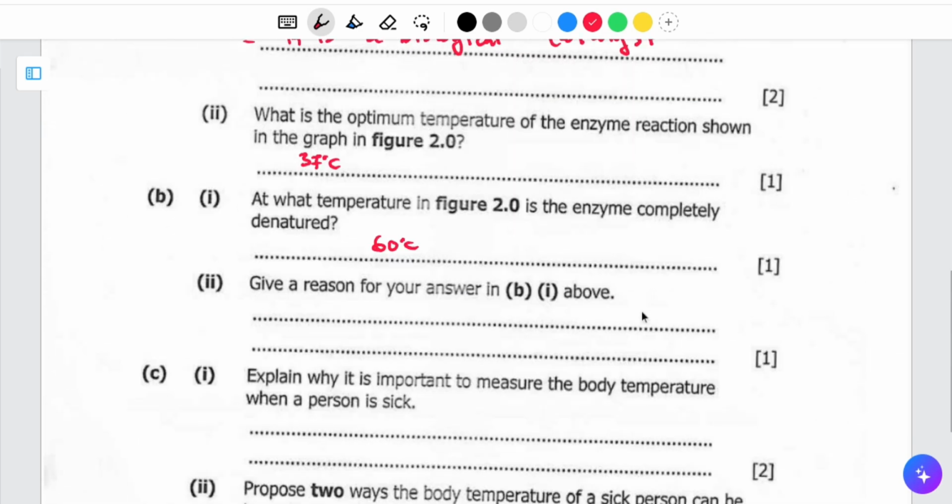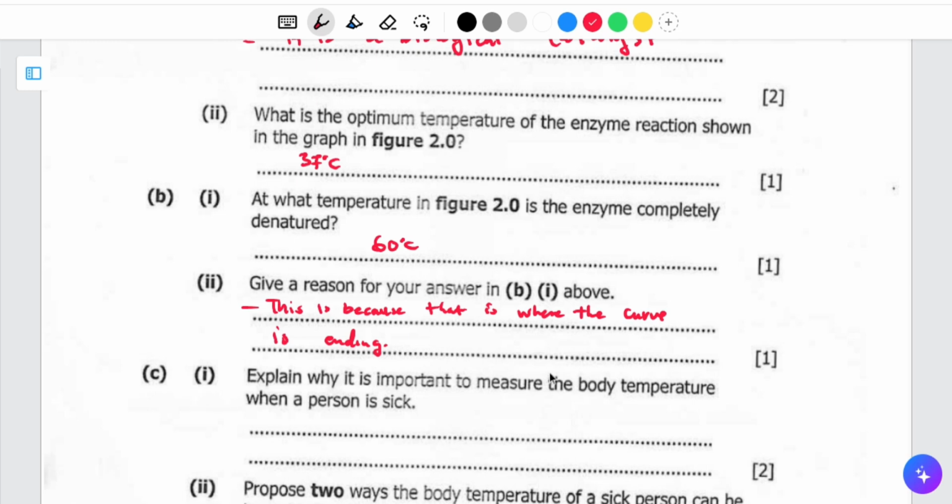Then give a reason for your answer. So we can just say this is because that is where the curve is ending. The curve is doing what? It is ending. Like that. Then the next one is Roman number 1, question C.